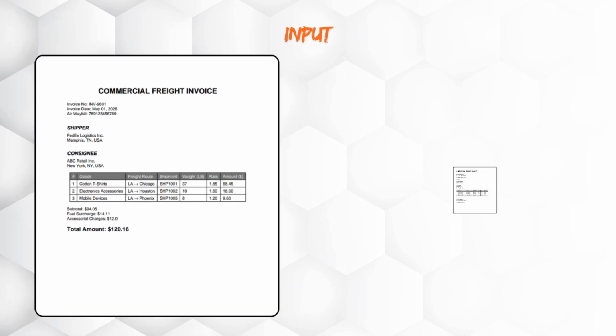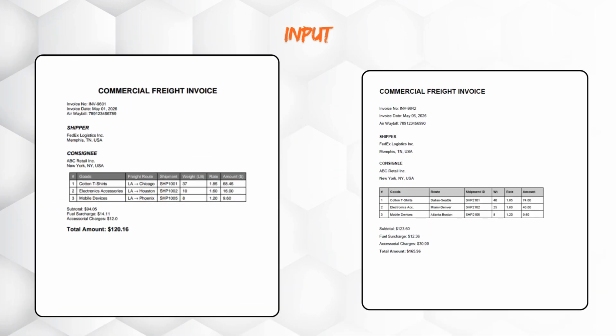scheduled. The data used in this demo includes two different freight invoices, one containing matching data for successful validation, and another containing mismatched data to demonstrate exception handling and alert generation.